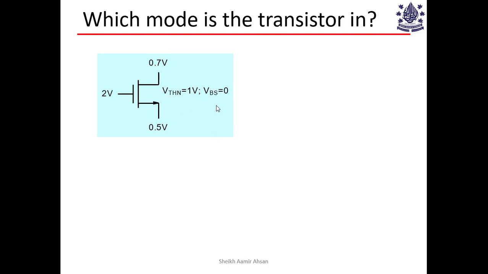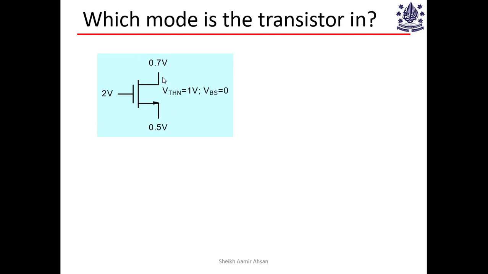All right, so let's spend some time on identifying what region this transistor is operating in. I'll give you a pause so that you can think more about it. What region is it in? Okay, so what is the VGS here? 2 minus 0.5, so it is 1.5. And what is VT? VT is 1 volt. So definitely VGS is greater than VT, so it is in on state.